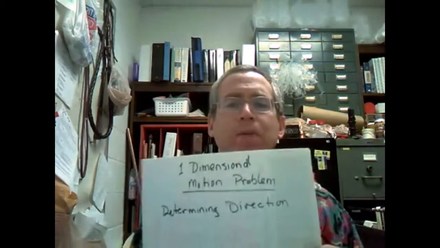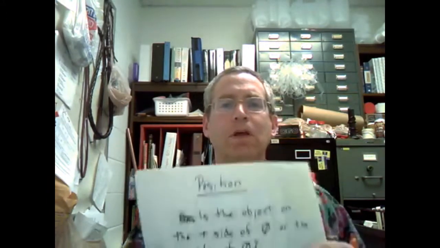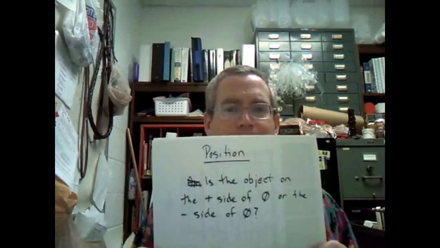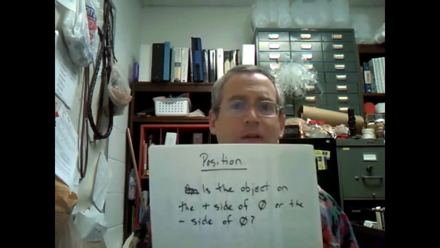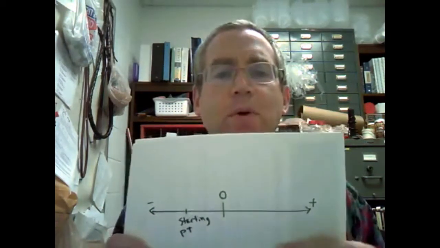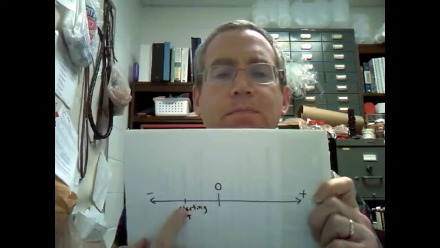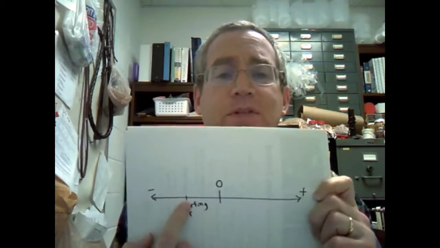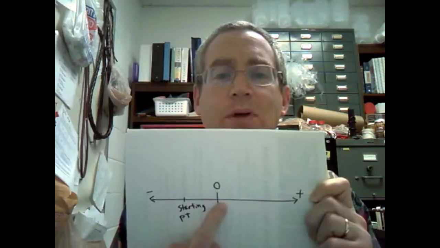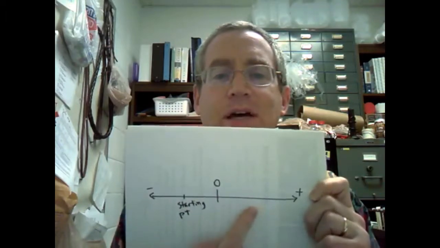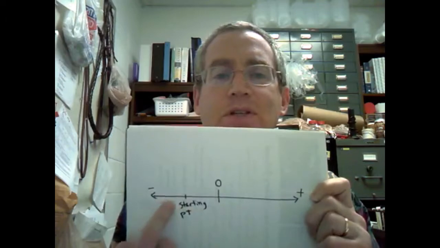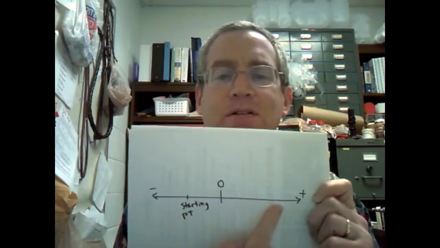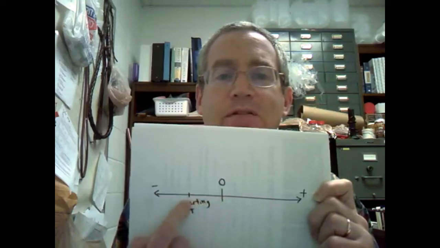So, the one-dimensional determining direction. Position. Is the object on the plus side of 0 or the minus side of 0? That's all that it means. If I look at my example right here, I have a starting point right there. 0 is right here. So when I start, I have negative position because I'm on the negative side of 0. Now my fingertip is on the positive side of 0. It's now on the negative side, so my position is negative, then 0, then positive, then 0, then negative.